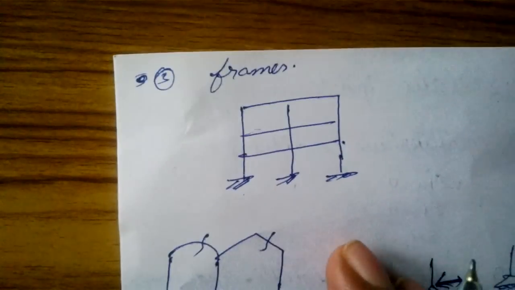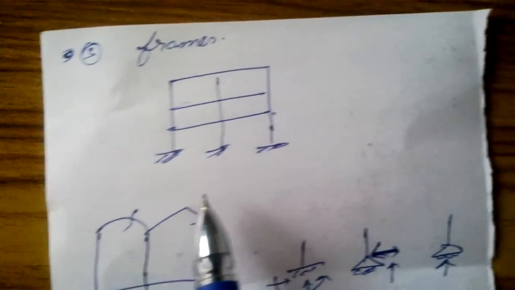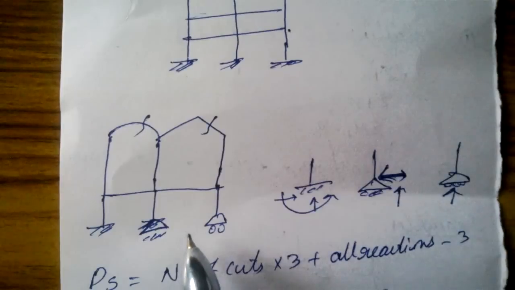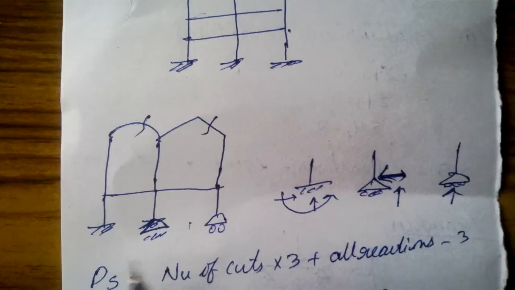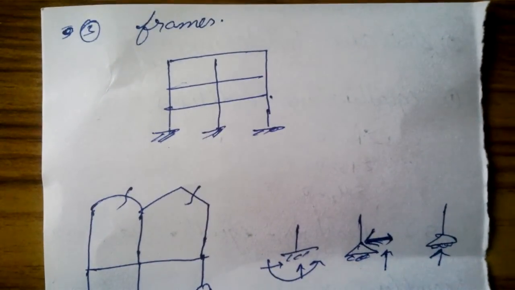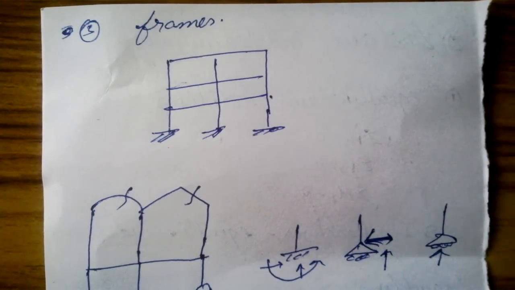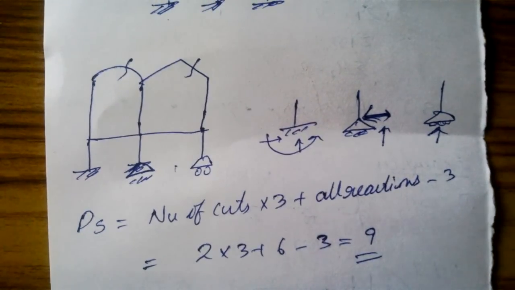Now we'll go for frames. This is a simple frame I have shown here, and this is another frame. Frames can also be calculated like beams, but I will give you a better formula regarding frames. This formula is rarely used, but it is a very easy and very good formula. So we'll consider this as an example.